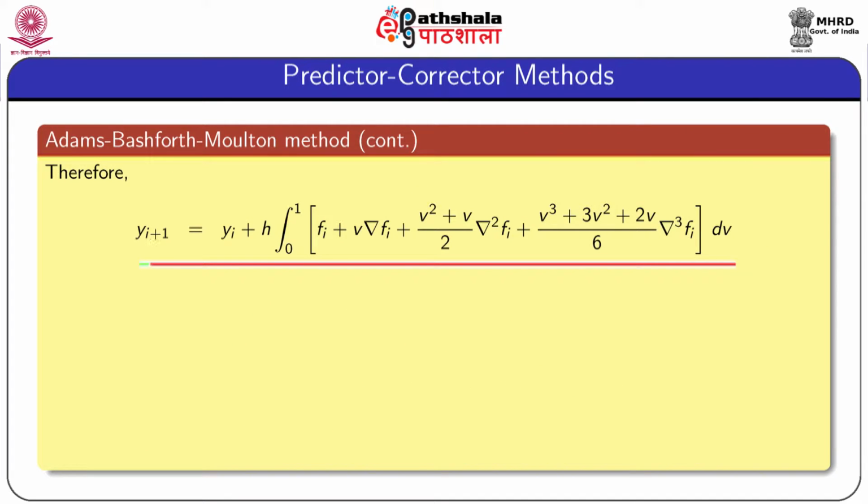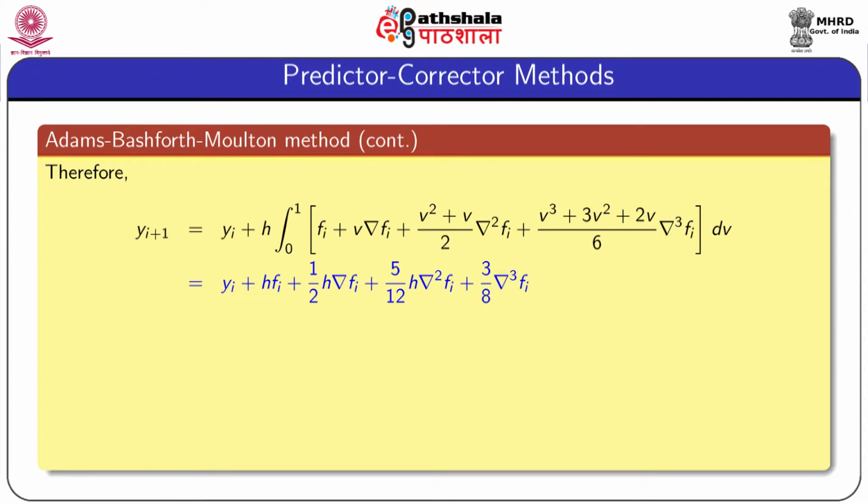Therefore, yi plus 1 equal to yi plus h into the integral from 0 to 1, where the entire expression within the square bracket replaces f of x, y, into dv. Note that dx equal to h into dv, and the lower limit xi is converted to 0 and the upper limit is converted to 1. Now we integrate this expression with respect to v and obtain yi plus h into fi plus half h into nabla fi plus 5 by 12 h into nabla 2 fi plus 3 by 8 h into nabla 3 fi. After replacing the values of nabla fi, nabla 2 fi and nabla 3 fi, we get the expression given in equation 3.